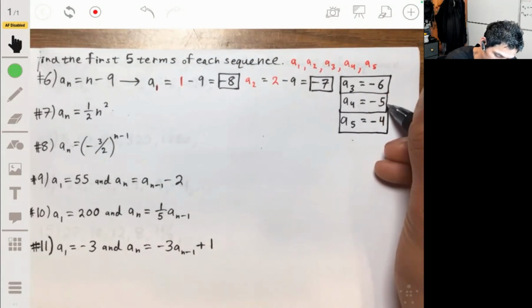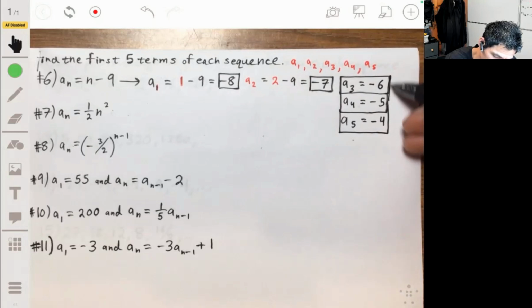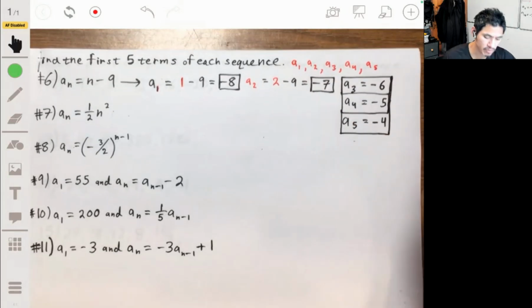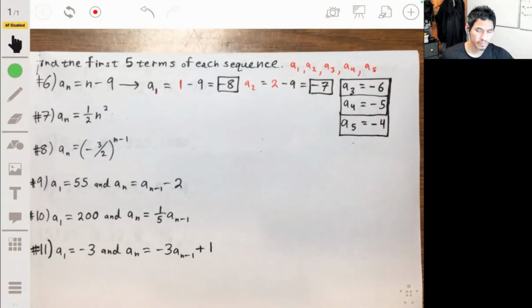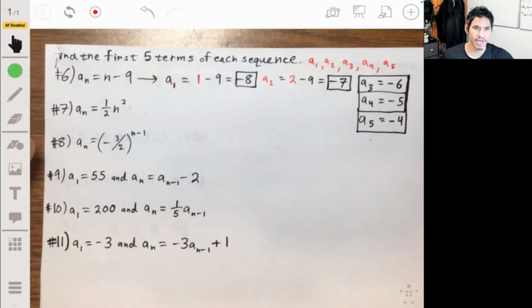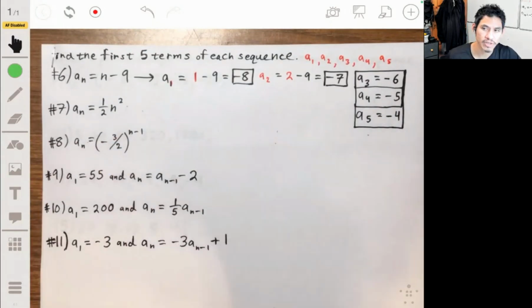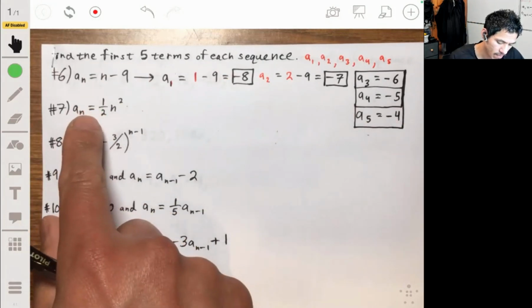And you can see the pattern already. It's going up by 1. Usually when you catch on to the pattern, it'll be much easier to figure out what each term is. So let's look at the next one.